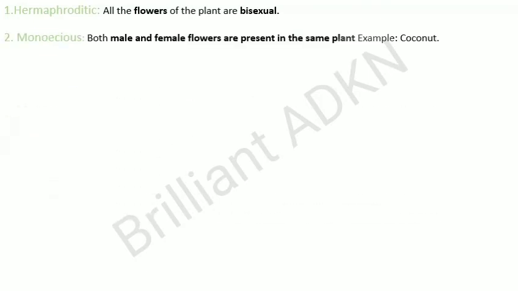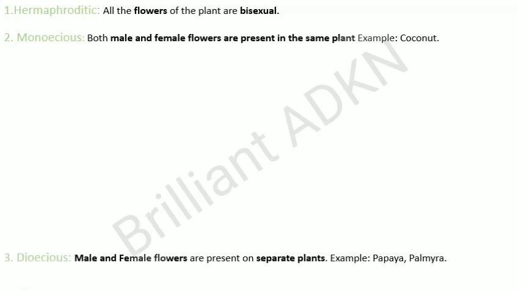First under the plant sex is hermaphroditic, that is, all flowers of the plant are bisexual. Second is monoecious, where both male and female flowers are present in the same plant. Example, coconut. That is, male and female flowers are present in the same plant, so it is said to be monoecious.